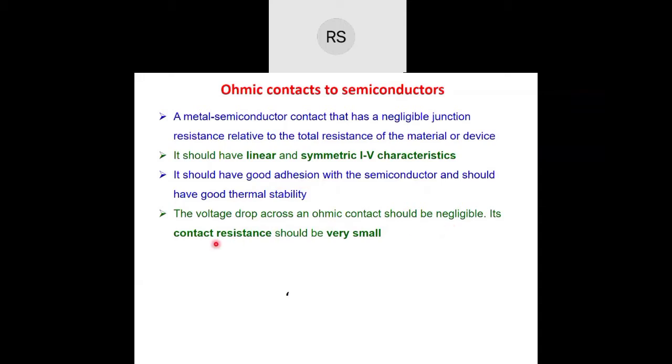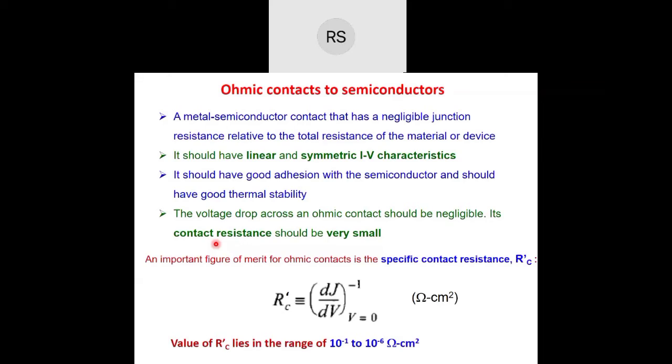So the most important property is that the contact resistance should be very small. There is a very, very important figure of merit for ohmic contacts, which is called the specific contact resistance. Now remember it, because many of you might be doing research in semiconductor materials and devices. It is called the specific contact resistance, R_C dash, and it is the reciprocal of dJ by dV at V equal to 0.